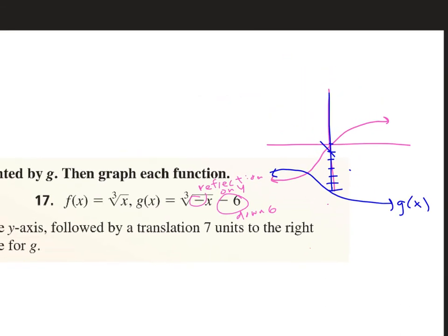So remember, the squiggly snake-looking one is our cubed root graph. Our square root is just in the positive x. So this is our square root parent function. And this is our cubed root.